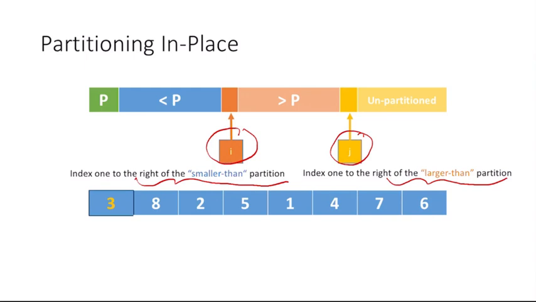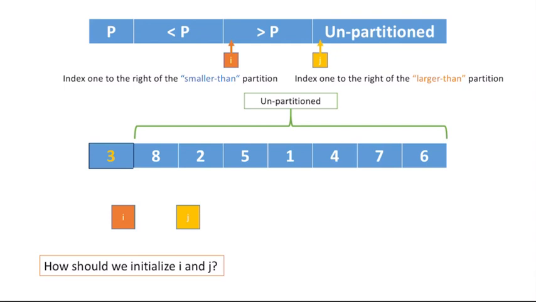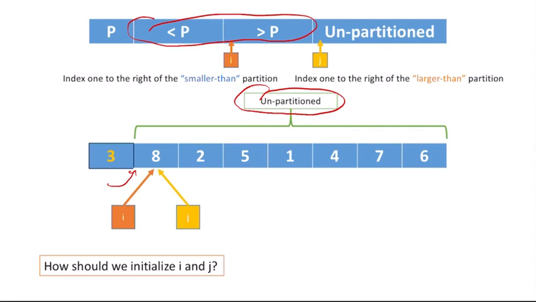Okay, so here is our array. The question I have for you is, how should we initialize i and j? So at this point, everything is unpartitioned. So what's a good initial value for i and j? So that's 1 to the right of the smaller than partition and 1 to the right of the larger than partition. Well, we don't have a smaller than partition or a larger than partition, but you can picture them sort of being right in here. They're always between the pivot and the unpartitioned space. So if we go 1 to the right of that, we're going to initialize i and j just to the first element to the right of the pivot.